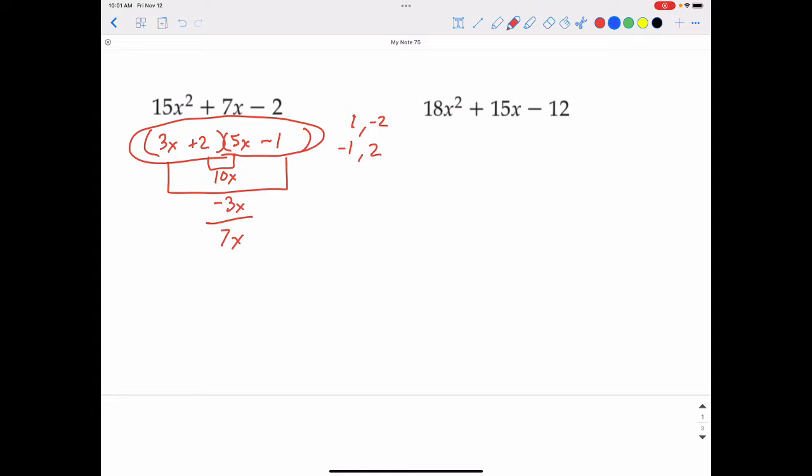So on this last one, can I factor out anything by distributive property? Yes, I can. I can take a 3 out. That will leave me with 6x squared plus 5x minus 4. So not only is distributive property necessary, it's also helpful, because now there's only a couple of ways to split up the 6x squared, which would be 3x and 2x, or 6x and 1x. If I left it with an 18x squared, there would be an additional way of splitting them up, and it just makes it much more complicated. So I'm going to try 3x and 2x.